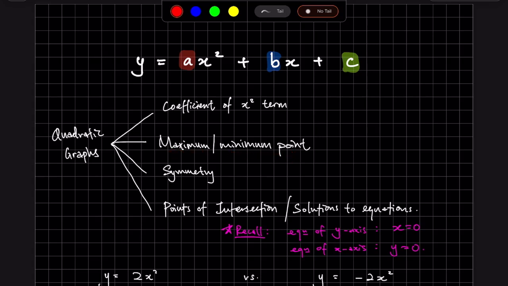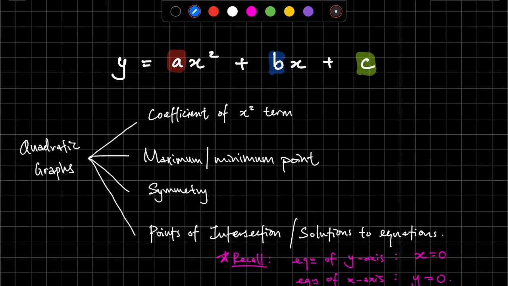If you have a quadratic graph, actually let me just quickly go through here, because since we are talking about the coefficient of the x squared term, we can break it down into two cases. When the coefficient, let's call it a, is a positive number, versus when it's a negative number.